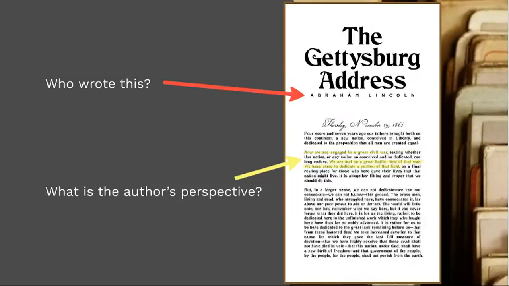Whether you can determine the author of a document or not, you still need to find the author's perspective of the document. In this case, we see through context clues that the author is a leader in the American Civil War.